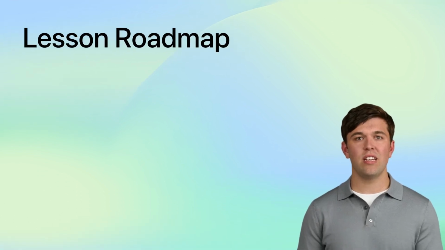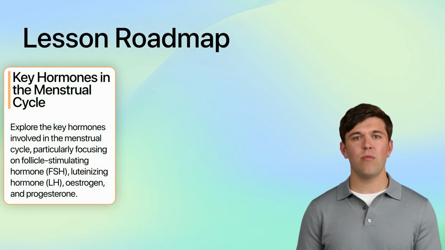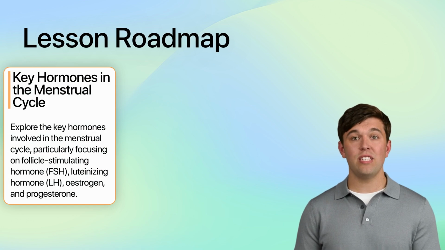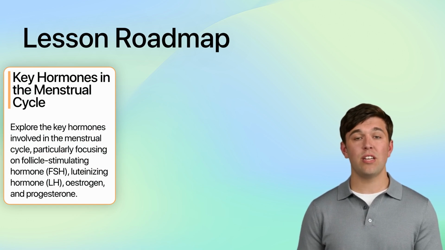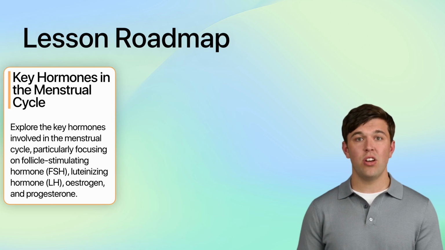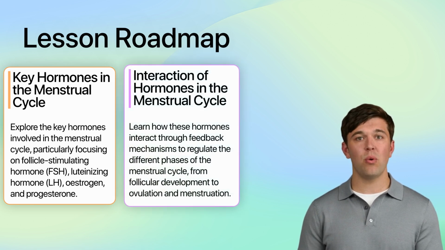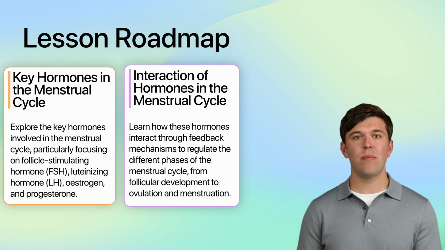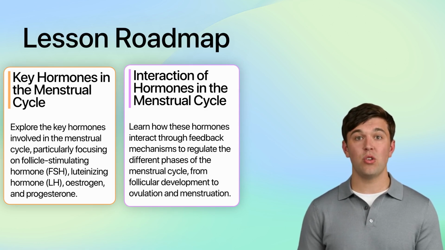In today's lesson, we will explore the key hormones involved in the menstrual cycle, particularly focusing on follicle-stimulating hormone, FSH, luteinizing hormone, or LH, estrogen, and progesterone. You'll also learn how these hormones interact through feedback mechanisms to regulate the different phases of the menstrual cycle, from follicular development to ovulation and menstruation.